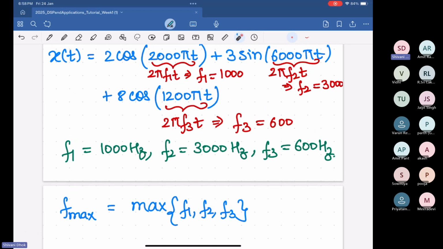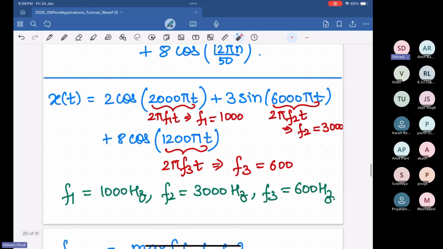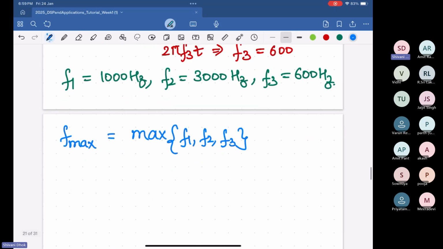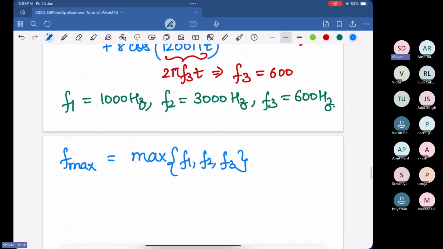For the third term, it is 8 cos 1200 pi t, so 1200 divided by 2 is 600. So the maximum frequency that we have here is 3000 hertz.